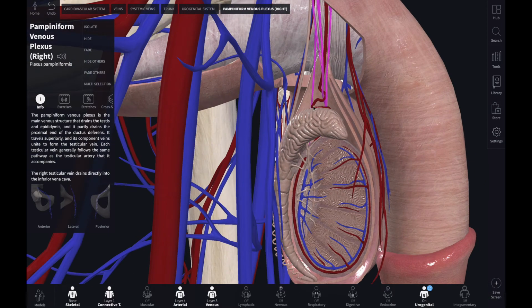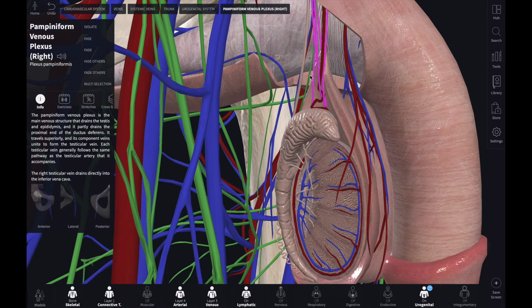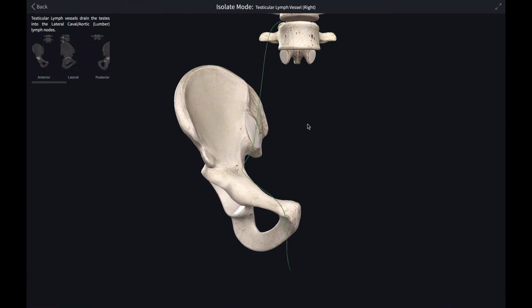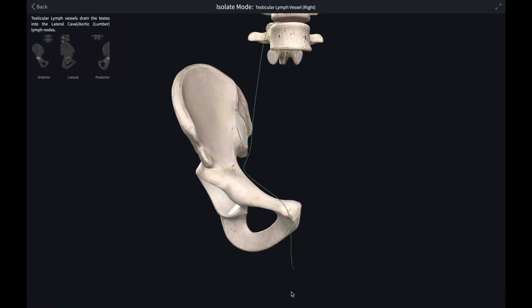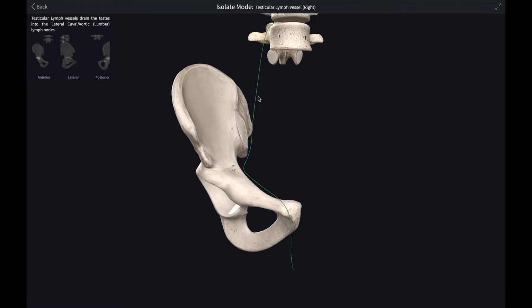You know what, the sperm cells live for 48 hours. So what will happen after 48 hours? These sperm cells will die. Once these sperm cells die, the lymphatic channels present around the testes, the testicular lymph vessels, will absorb the dead sperm cells and push them towards the cisterna chyli. So they are like a drainage system.